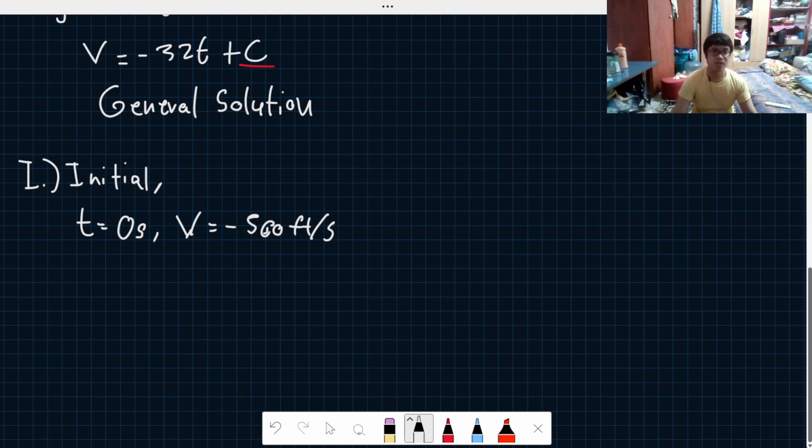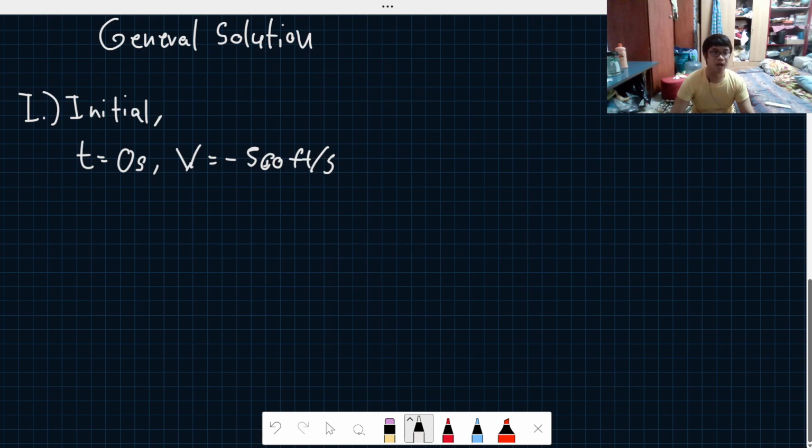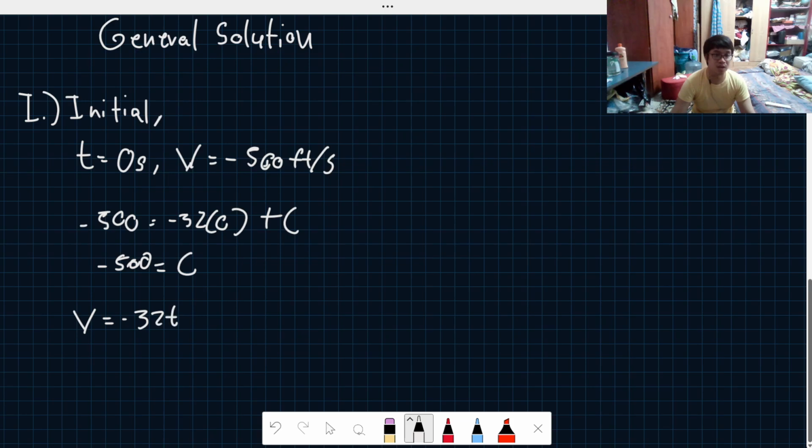So now with that, we will substitute our t and v in our general solution. So here, we will have negative 500 feet per second, let me just disregard the unit, is equal to negative 32 times 0 plus c. Negative 32 times 0 is just 0, so 0 plus c is just c. Therefore, your c, which is your arbitrary constant, is negative 500. So therefore, you have v as negative 32t, then your c is negative 500.